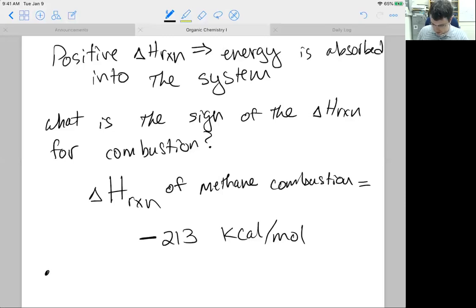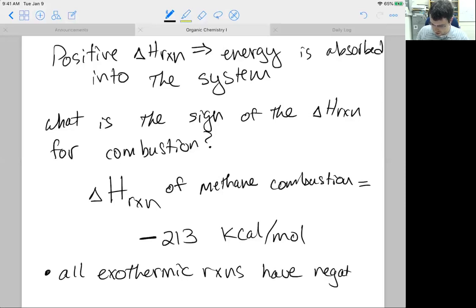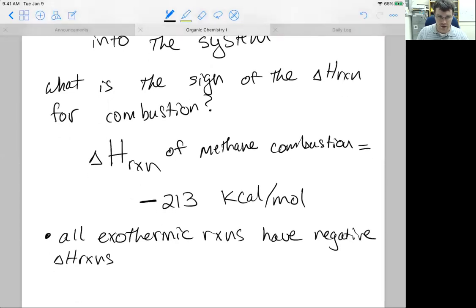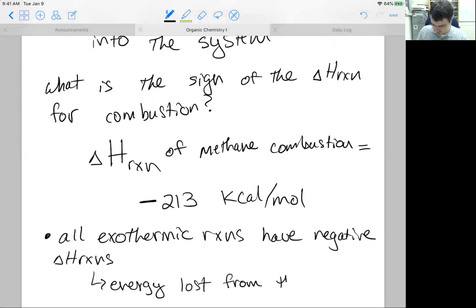So this brings up another point. All exothermic reactions have negative delta H of reactions. Okay, so it's negative because the energy is lost from the system. Now we can't create or destroy energy in the universe, but we can transfer it from one system to another, system to the surroundings.